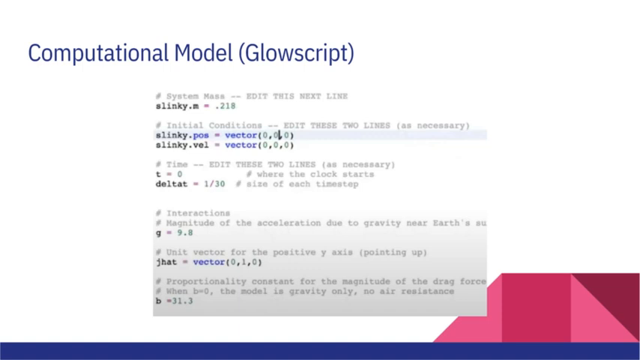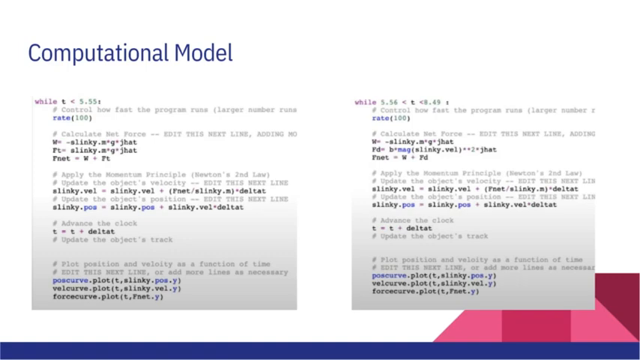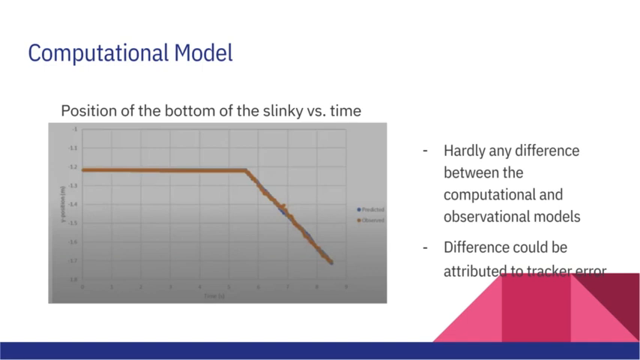Now, here is the computational model, which was created using GlowScript. Here you can see the different things that we edited, such as the magnitude of the acceleration due to gravity. And here we also have the calculation of the net force, edited, and then the slinky position for the update position formula. And as a result, it gave us this to compare against for the data that it provided.